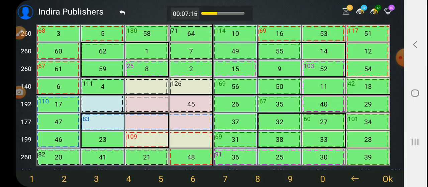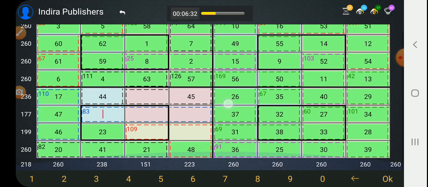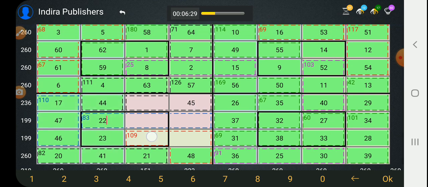What is this? 59 plus 8, 67. 67 plus 4, 71. 59. Okay, wrong. So what is this? This is 57. Then what is this? This is equal to 111 minus 67, 44. This is 44. What is this? 22.